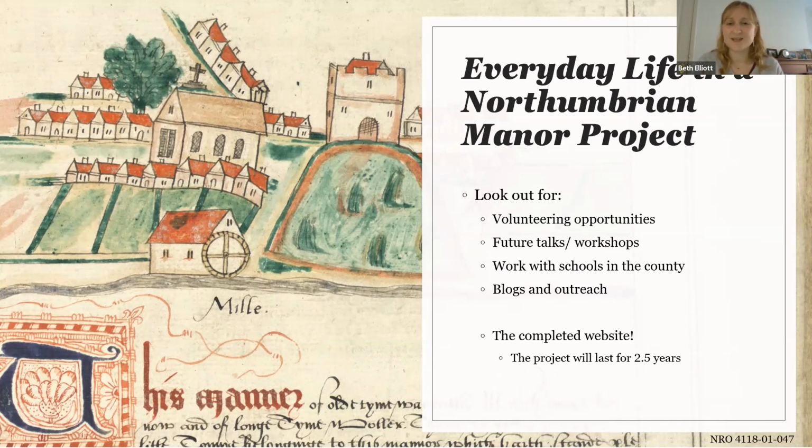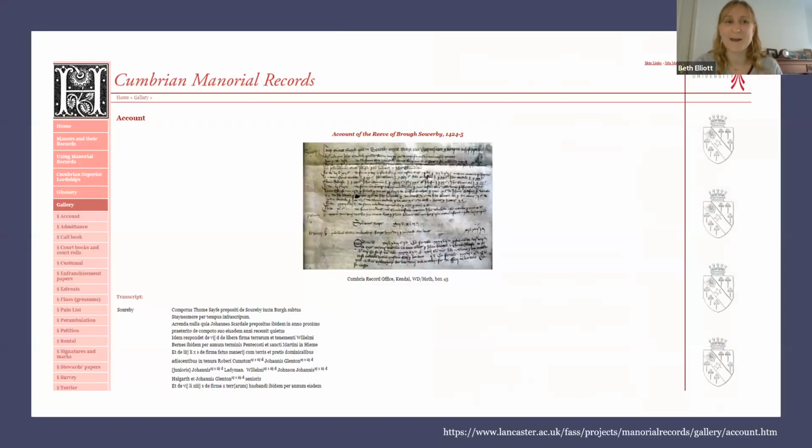Just keep your eyes out for any volunteer opportunities that may appear over the next, it's 2.5 years, the project, so they may appear throughout. Any future talks and workshops, I'd love to see you. And then maybe some work with schools around the county, which will be occurring, so if you can see anything to do with that, blogs and outreach, and then eventually the completed website. So again, that may be towards the end of that 2.5 years, but just keep your eyes out. If you are specifically interested in Northumbrian manors, something is coming. Otherwise, hopefully it'll be useful for anyone researching manors anyway.